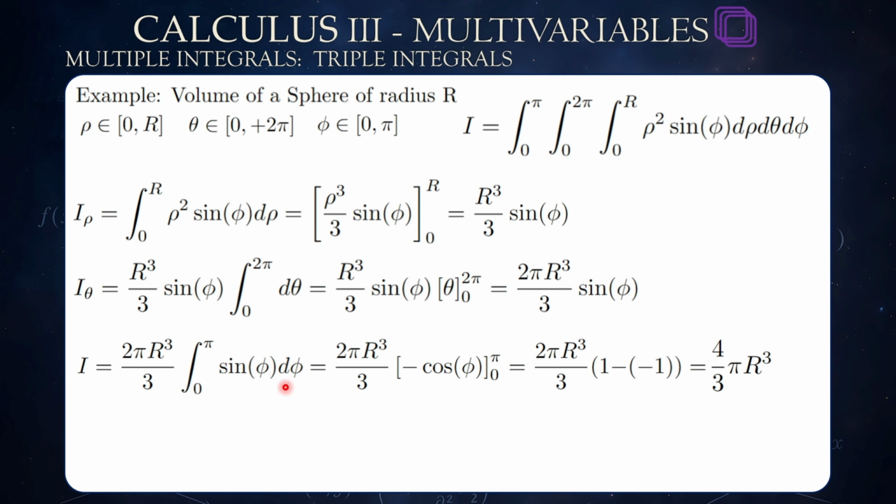The integral of sine φ is minus cosine φ between π and 0, equal to 2π r³ divided by 3 times 1, because cosine π is minus 1, times minus is plus 1, minus minus 1, cosine 0 is 1, so 2 times 2π r³ divided by 3, which is 4/3 π r³. That is exactly the formula to get the volume of a sphere.